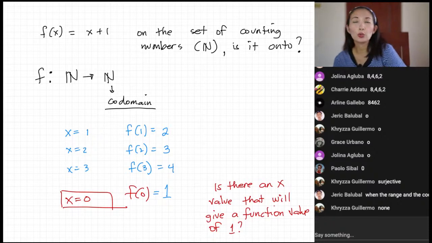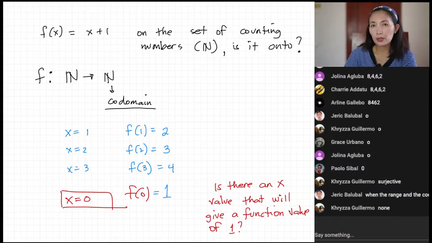Hindi siya onto. It's not onto because you can never get 1. There is no x value that will give a function value of 1. And 1 is an element of your counting numbers.